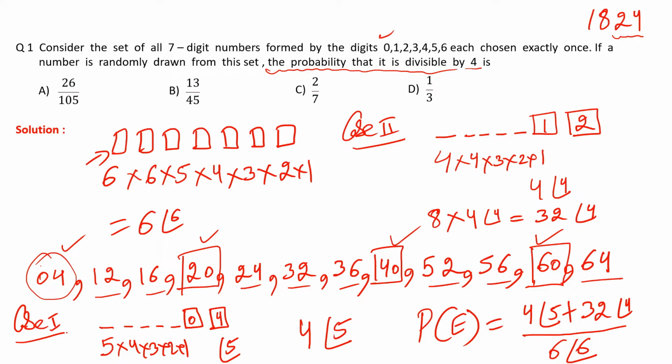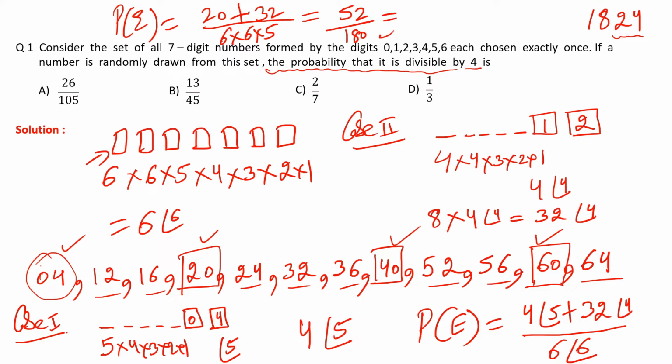So now probability E becomes 4 into 5, which is 20, plus 32 divided upon 6 into 6 into 5 only, because factorial 4 we have cancelled up and down. So this is 52 upon 180. Just divide up and down by 4. So you'll be getting 13 upon 45. So that means option B is the correct one. Now it was a nice question. Now we move to the second problem.